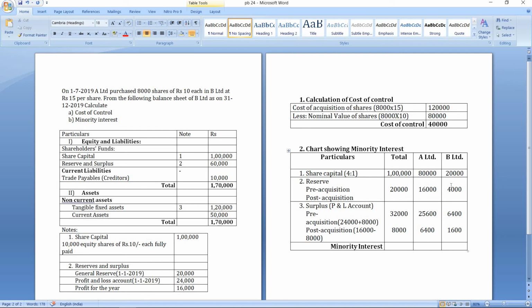Now we have to take the totals to find out the minority interest. The total column comes to 1,60,000. The total for holding company will be 1,28,000. And finally, our minority interest will be 32,000. So this is our minority interest.